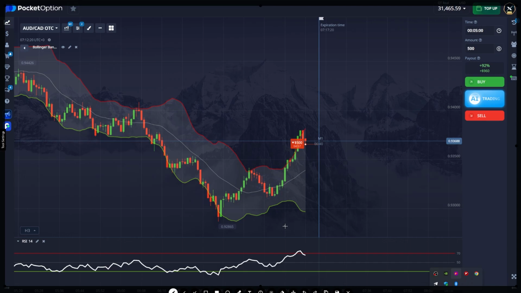First checkpoint: RSI above 70. Look closely here. Our RSI pushed above this level and then started pulling back, which tells us that buying pressure is fading and momentum is weakening. This gives us our first sell signal confirmed.